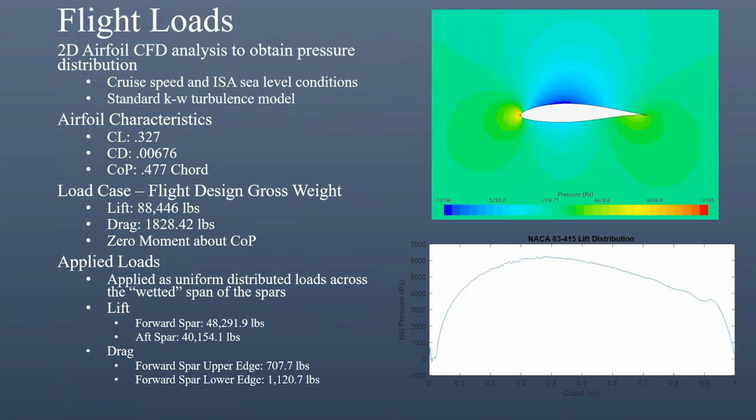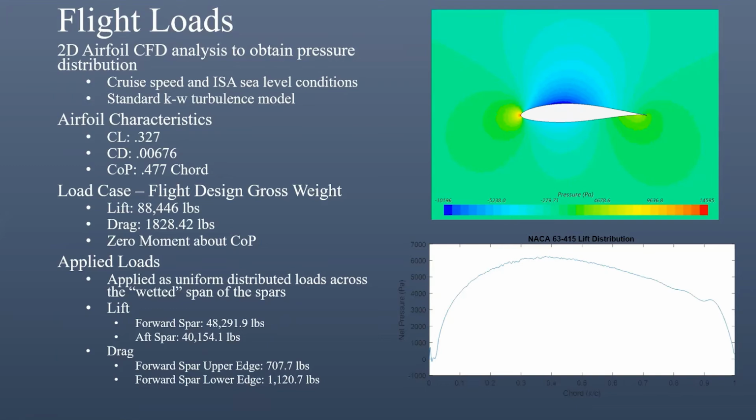The flight loads were first modeled using a 2D airfoil CFD simulation to obtain the pressure distribution along the surface of the airfoil. This model is validated by comparing the airfoil characteristics to the published data, which match closely. Given the low case of flight design gross weight, lift and drag loads were able to be calculated and applied to create a zero moment about the center of pressure.